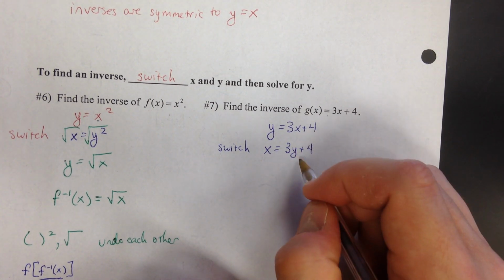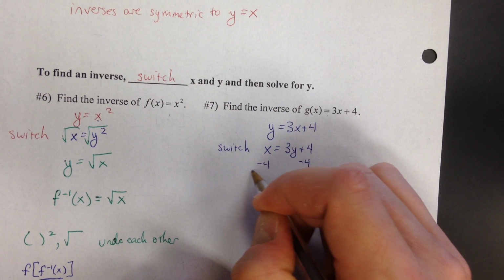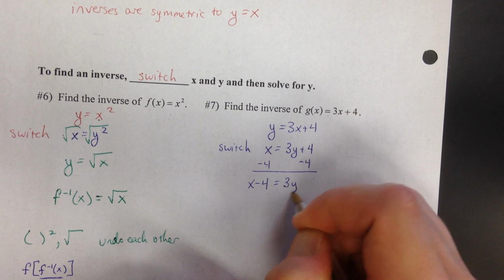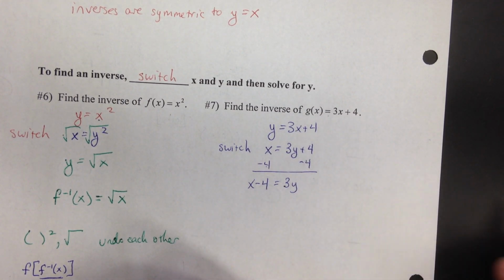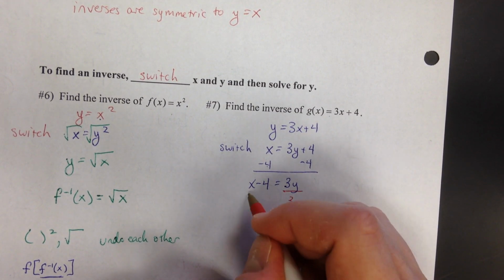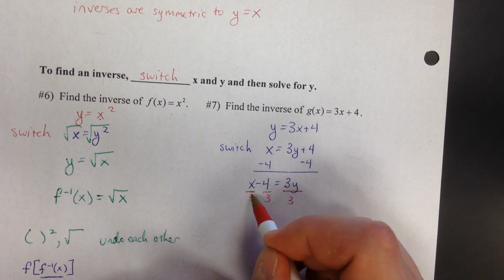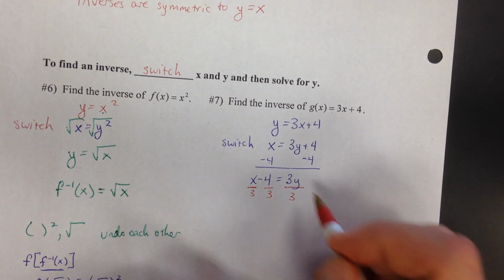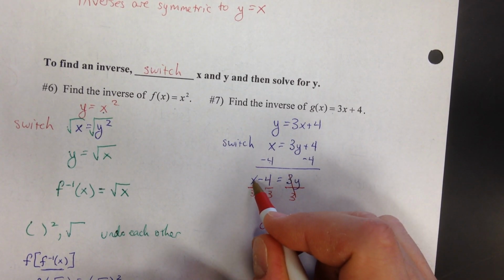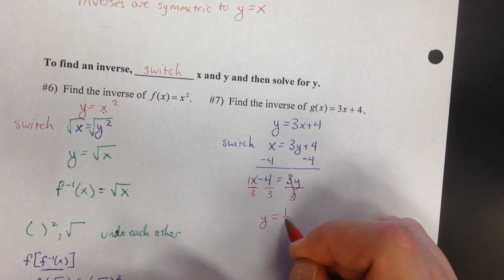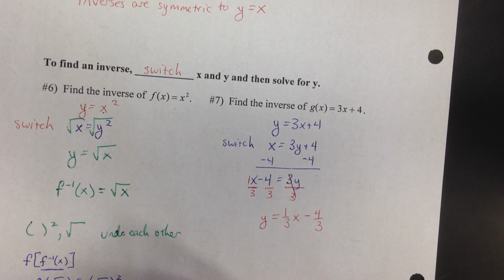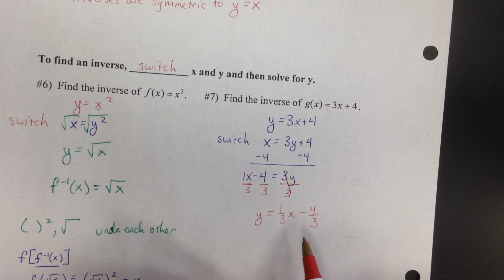Now to solve this for y, we're going to go minus 4 on both sides. You can't combine this, so we just write x minus 4 equals 3y. Then our last move is to divide by 3. I'm dividing this whole thing by 3, so I'm going to take each term and divide by 3. Again, I'm going to put the y equals on the left side. Y equals x over 3, or you could think of it as 1/3 x, and then minus 4 over 3. Y equals 1/3 x minus 4 over 3.